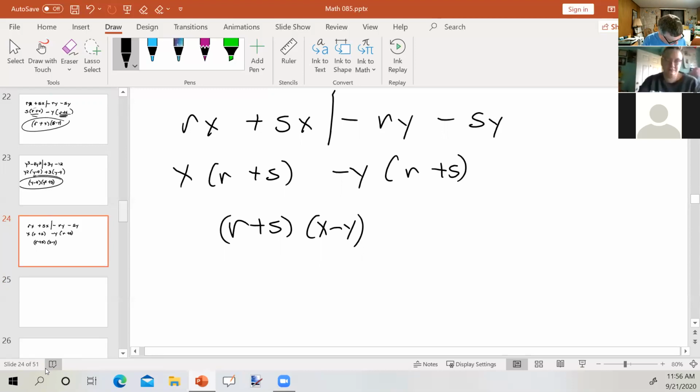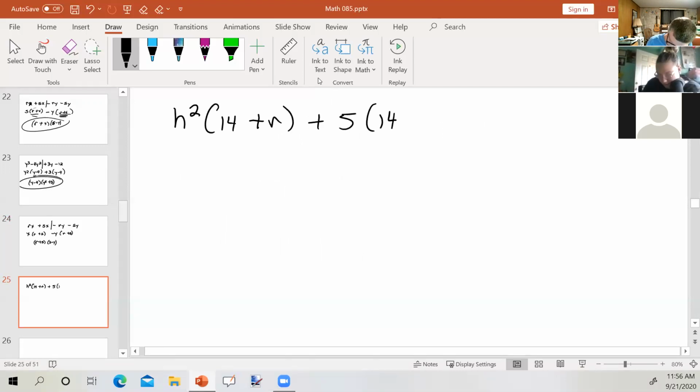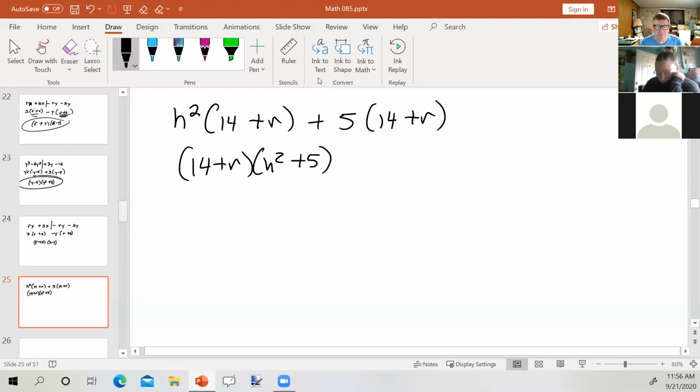So let's take a look at this problem. h squared times 14 plus r plus 5 times 14 plus r. So here, it's already partially factored. The greatest common factor would be 14 plus r, and the leftovers would be h squared plus 5. And we're done. Any questions there?